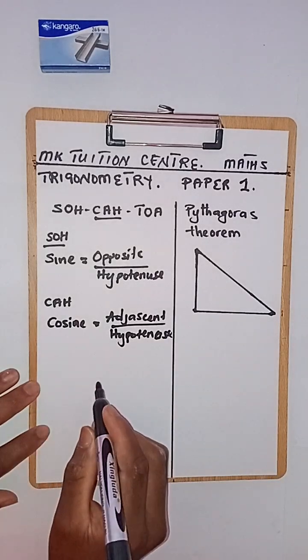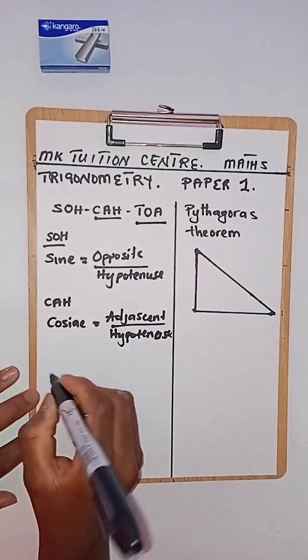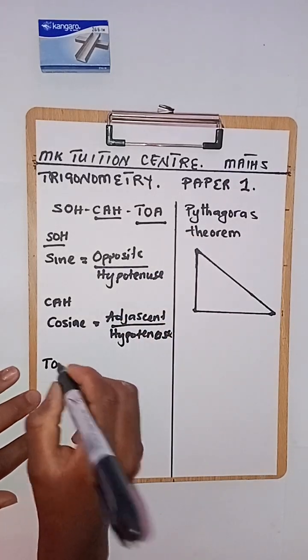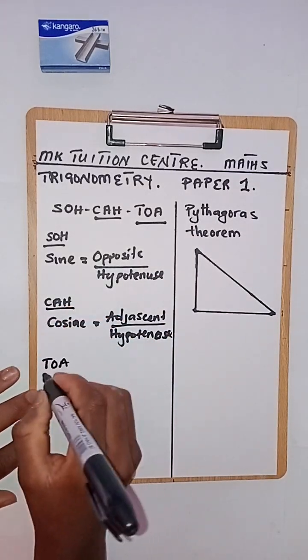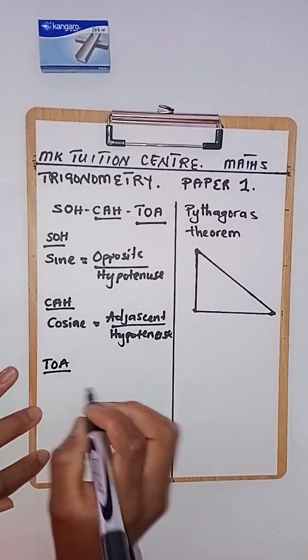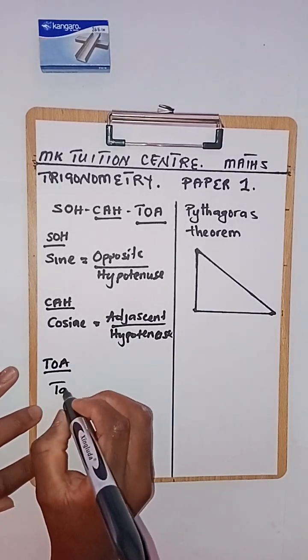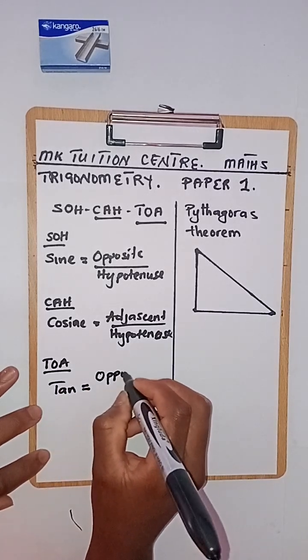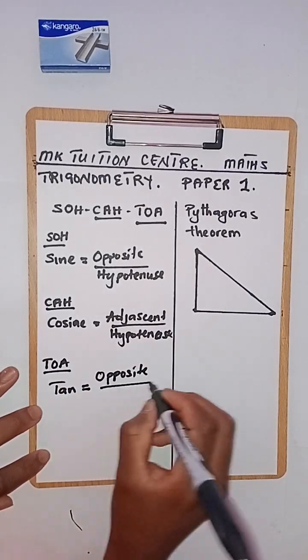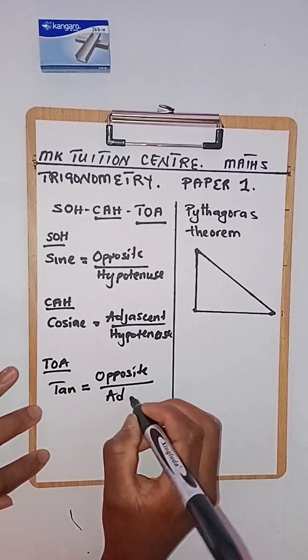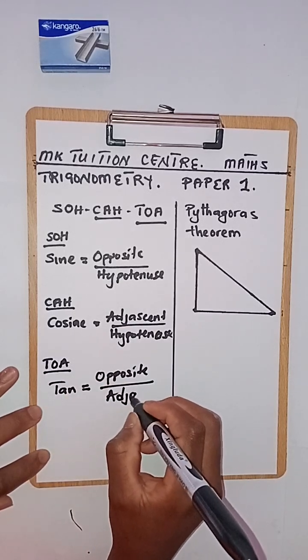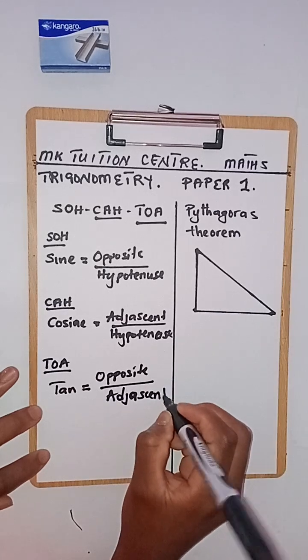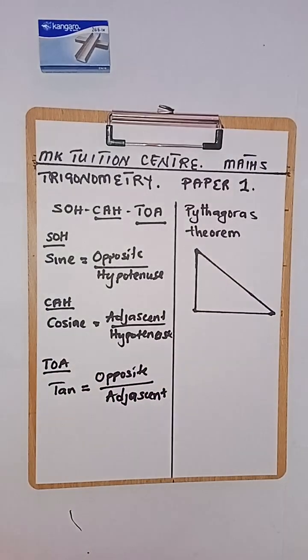Now, let's go to TOA. We have TOA. T means tan. O means opposite. And then A means adjacent. So this is the meaning of SOHCAHTOA.